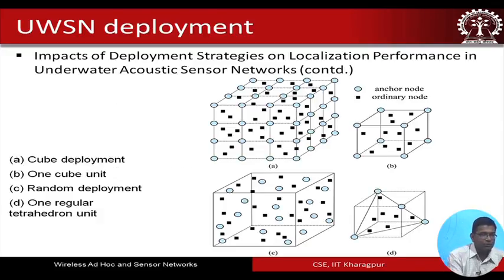So, this is how it looks. This is the cube-like deployment over here, where this is one cube unit. You have these anchor nodes which are placed at the vertices, at the corners of the cubes, and these ordinary sensor nodes are placed randomly around them. And a similar thing is shown in a different way. Over here we are considering a regular tetrahedral unit, where the anchor nodes are placed at the different vertices of the tetrahedron, and the random nodes are placed around these nodes.